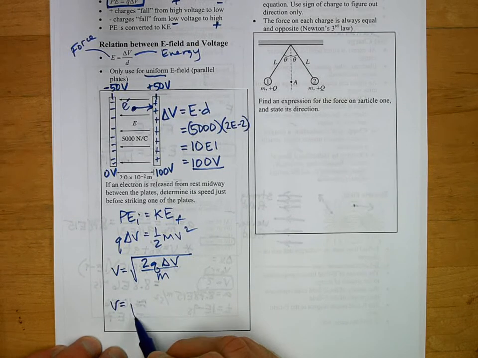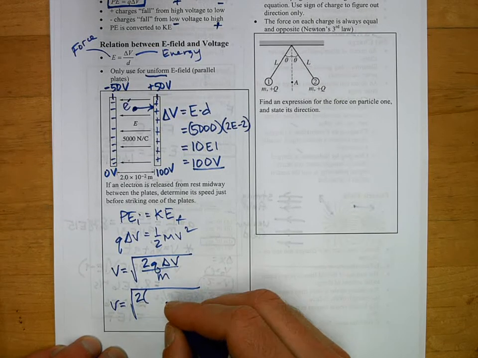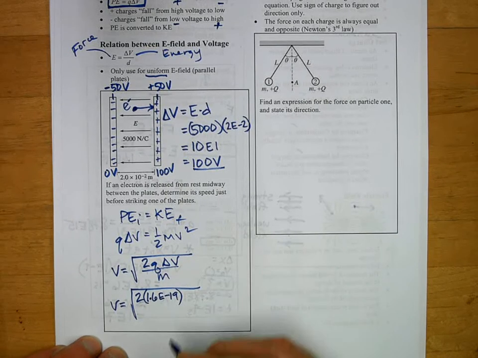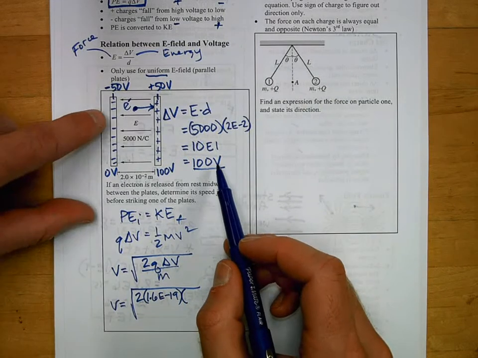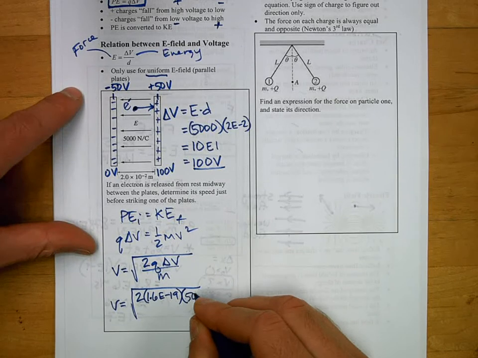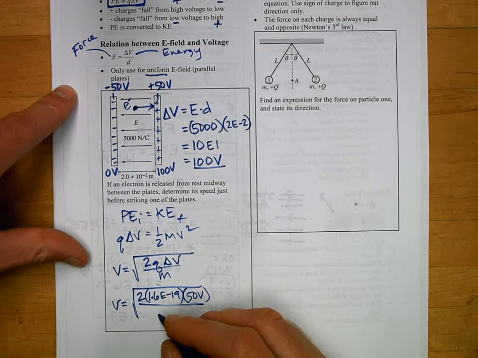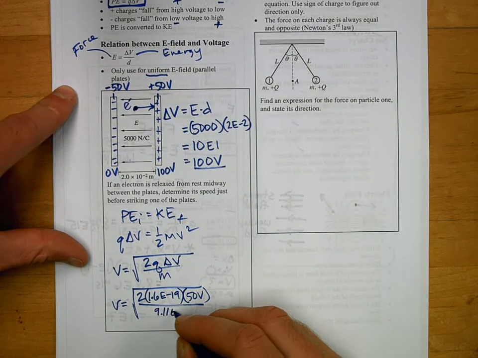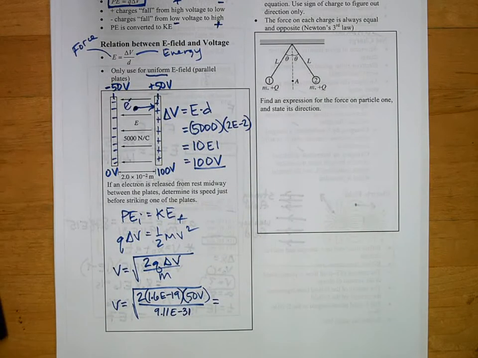Plug in our numbers. 2 times the charge of an electron, 1.6 times 10 to the negative 19th. The voltage difference, now don't use the full 100 because the electron only started halfway. We've got to use 50 volts. And then divide by the mass of an electron. Again, you can look this up or just know that it's 9.11 times 10 to the negative 31st power. So I'm just going to plug these into my calculator now.